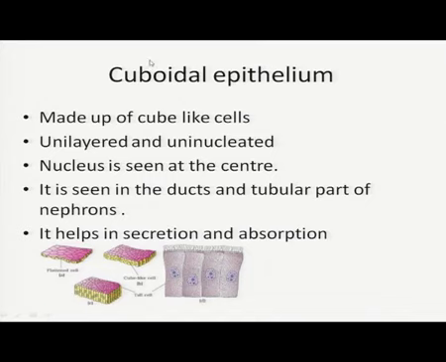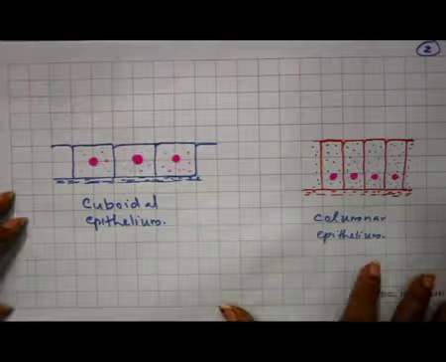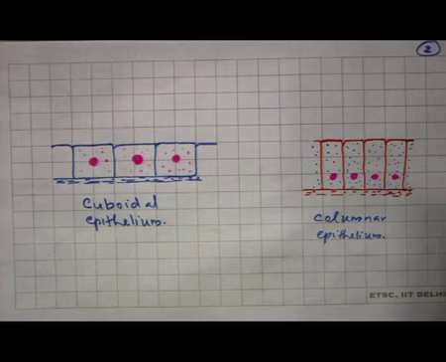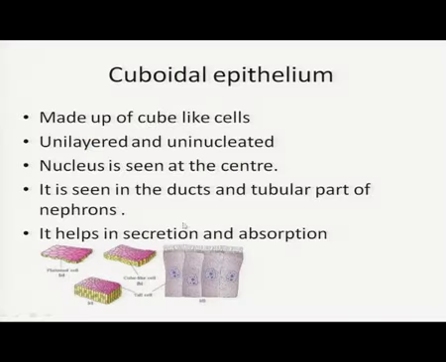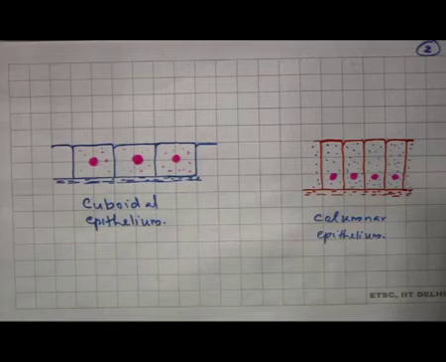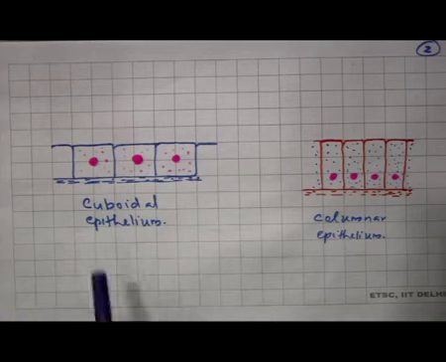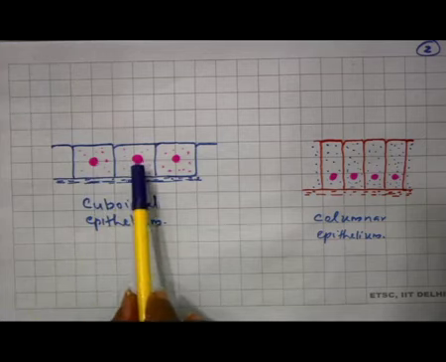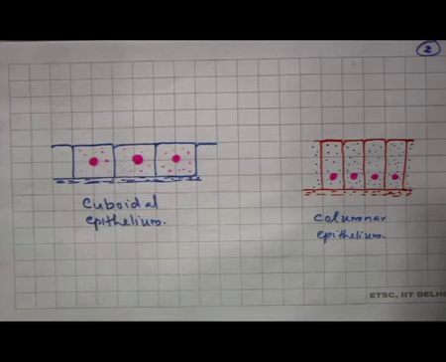Now, coming to the second type, that is cuboidal epithelium. You see here, it is made up of cube-like cells. Cells are cube-like, you can see here, and how many layers? Only one layer, unilayered. Again, when you are observing, you can see the nucleus at the center of the cell.